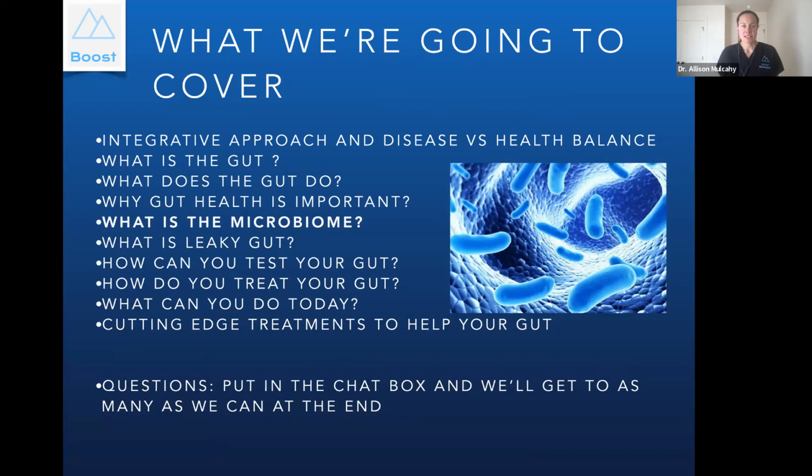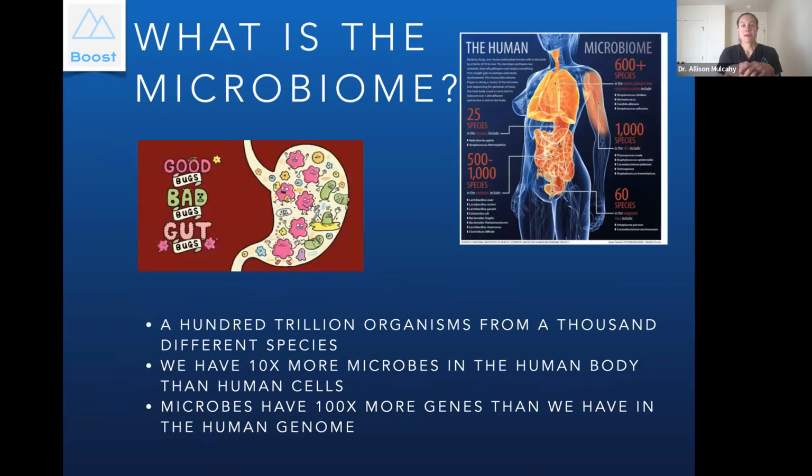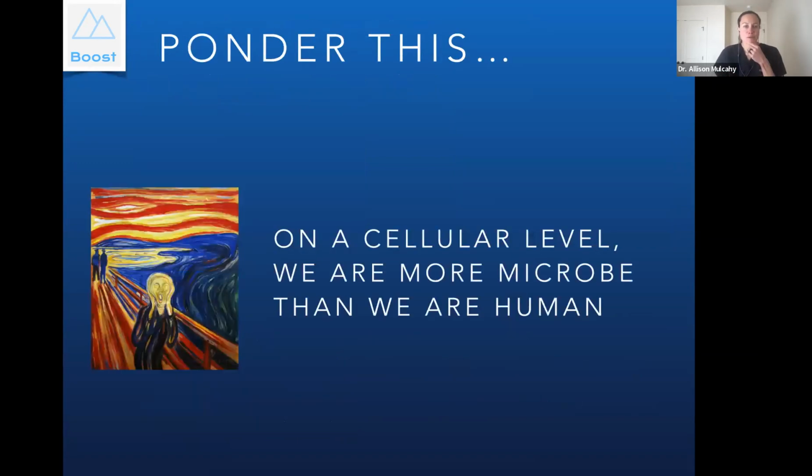Okay, the next thing we're going to talk about is, what is the microbiome? So the microbiome is 100 trillion organisms from 1,000 different species. Just think about that number for a second. We actually have 10 times more microbes in the human body than cells, and microbes have 100 times more genes than we have in the human genome. So if you think about that, on a cellular level, we're actually made up more of microbes than we are ourselves, than we are human.